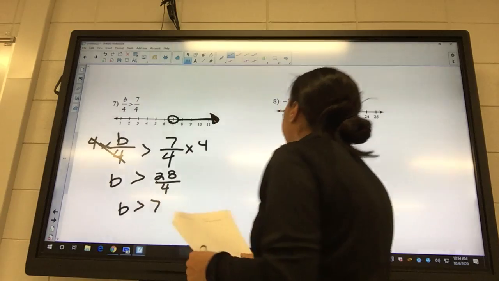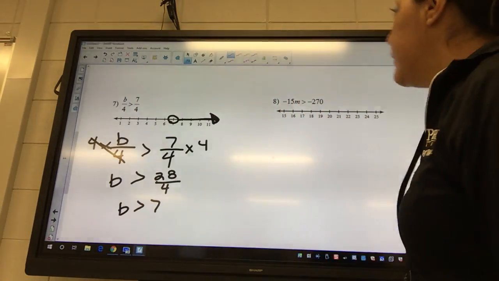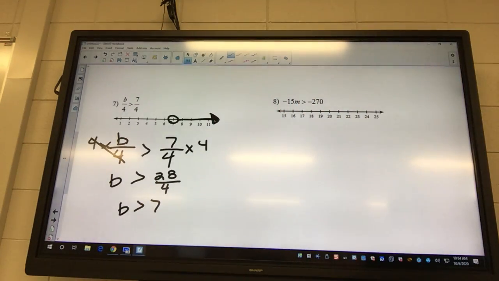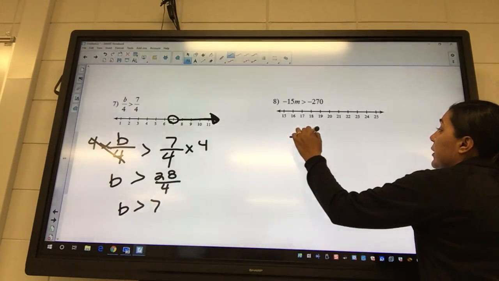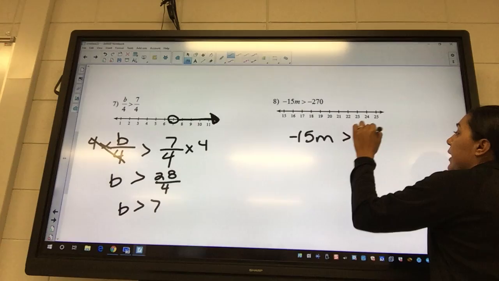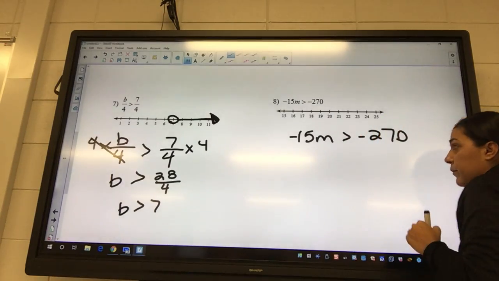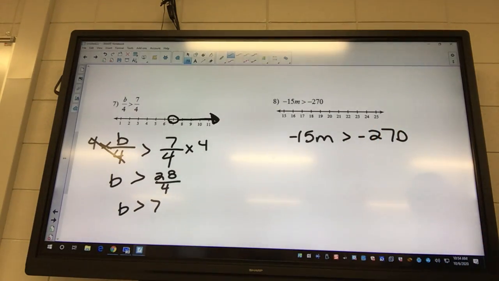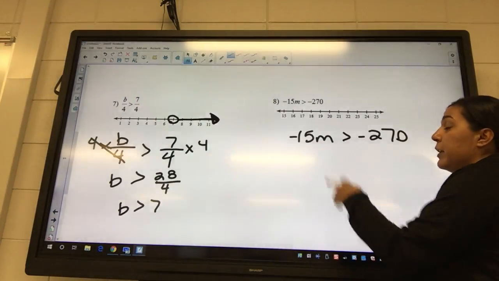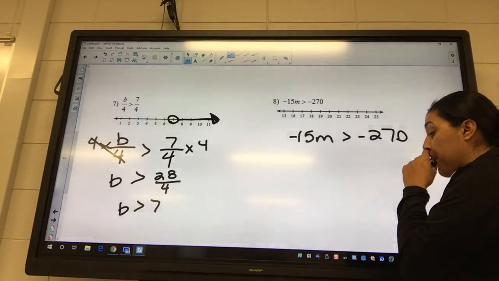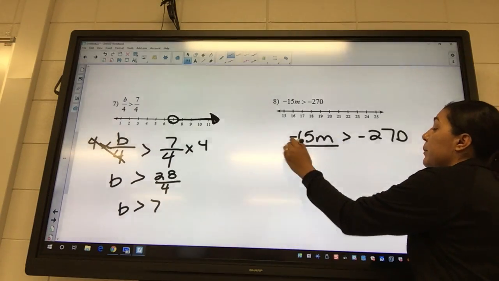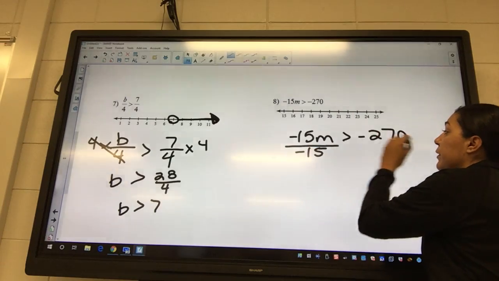Okay, let's look at 8. It says negative 15m is greater than negative 270. So I got negative 15m. What does it mean when they're right next to each other? It means multiply, so what do we need to do? What's the opposite? Division. So we're going to divide both sides by 15.